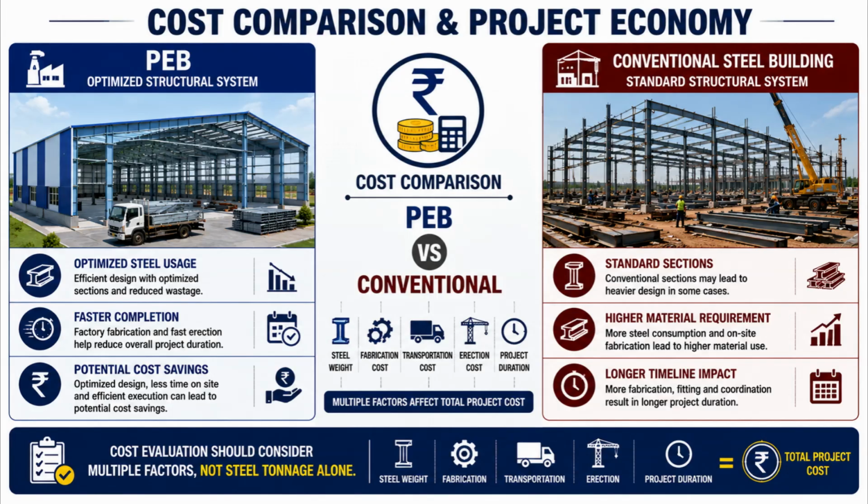Conventional steel buildings may require higher material quantities and longer execution periods in certain cases. However, project economics always depend on structural complexity, architectural requirements, location, and design criteria. Therefore, engineers should evaluate the total project cost rather than comparing steel weight alone.